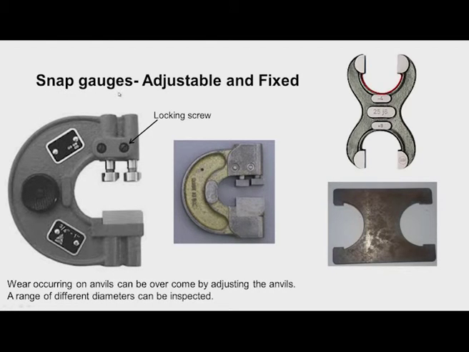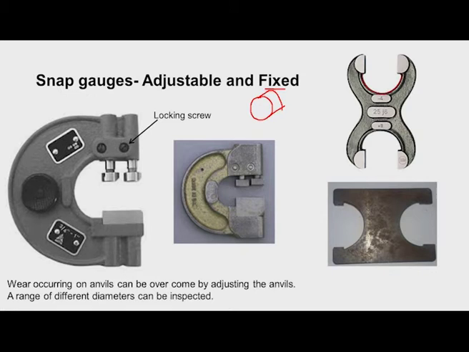Coming to the snap gauges, these are used for checking the shafts, the size of the shaft. There are two types, one is a fixed type snap gauge. We can see here this is a fixed type double ended, because this is one working side and this is another working side.